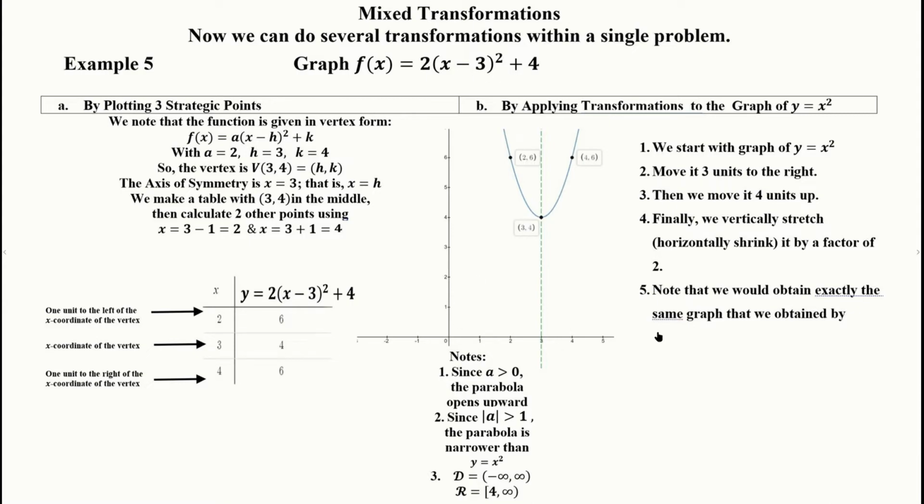Notice that the domain, of course, for all polynomial functions is all real numbers. The range here is going to be different because we're not going to have any output below this line, which is y equals 4. That's why our range is the set of all real numbers greater than or equal to 4, or the half open interval 4 to infinity.